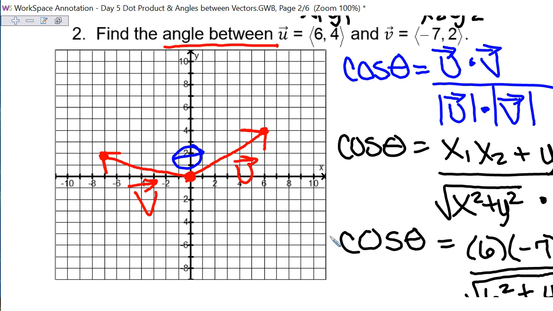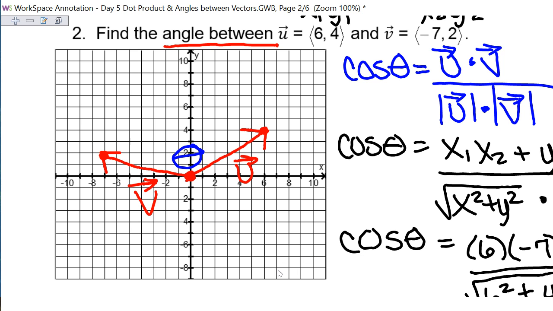Now, let's do a little bit of simplifying. What's 6 times -7? And what's -42 plus 8? -34 for the numerator. And in the denominator, what's 36 plus 16? 52. So square root 52. And this would be 49 plus 4. What's 49 plus 4? 53.